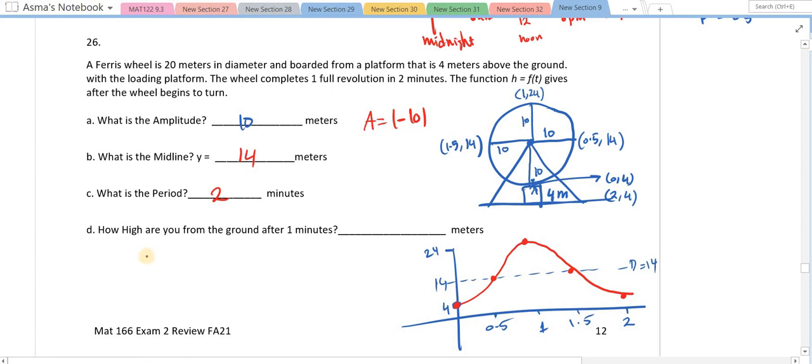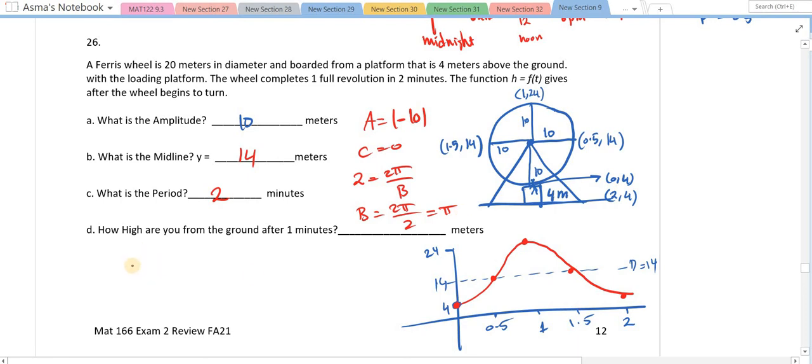So this is a negative cosine function. Now I need to find B and C. C is 0 right away. And then the period is 2, which is equal to 2 pi over B. B in this case is going to be 2 pi over 2, which is equal to pi. So now I found B.